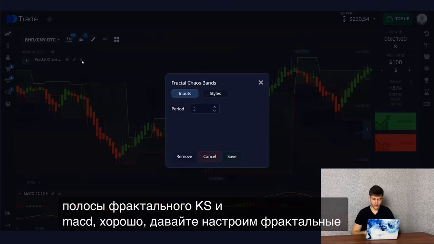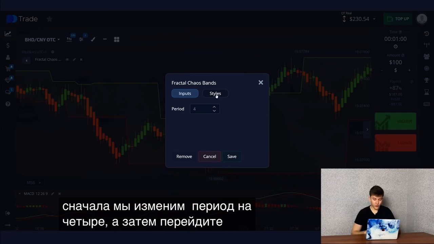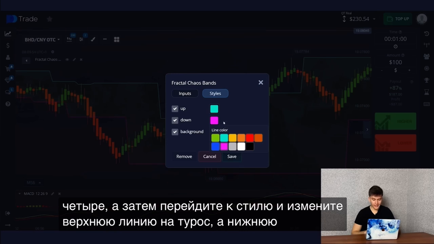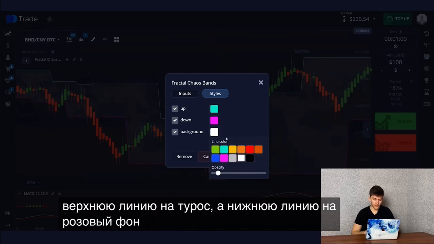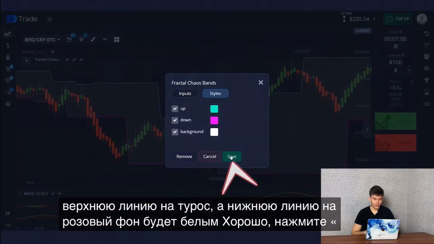Okay, let's set up fractal chaos bands first. We change the period to 4. Then go to the style and change the up line to turquoise and the down line to pink. Background is white. Okay, click save.